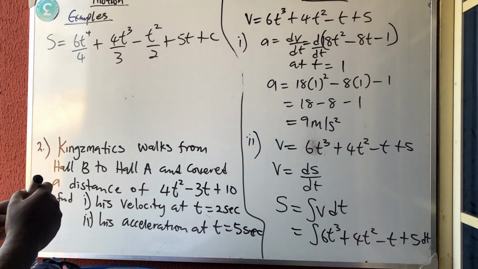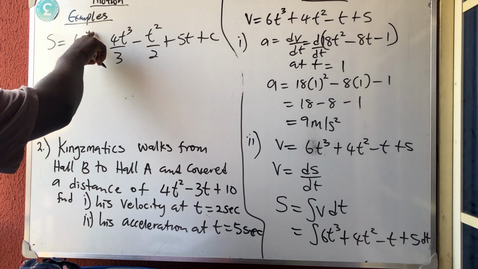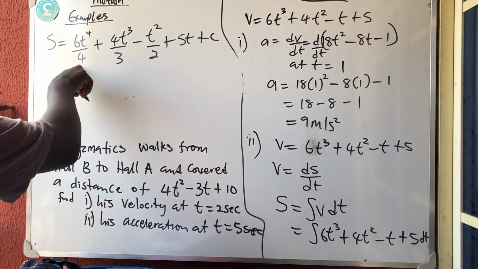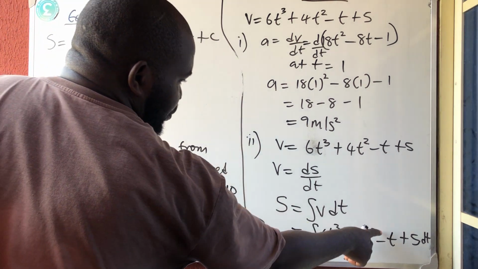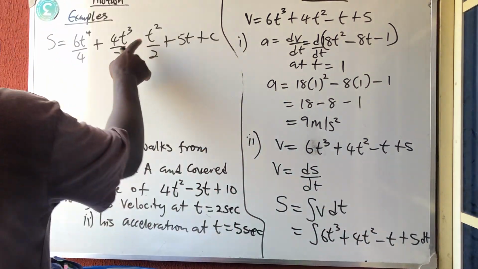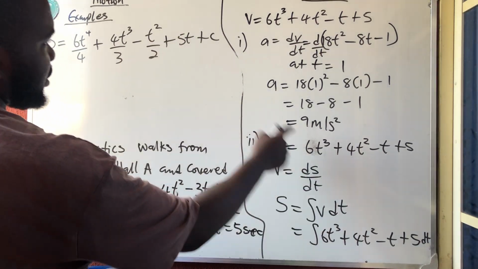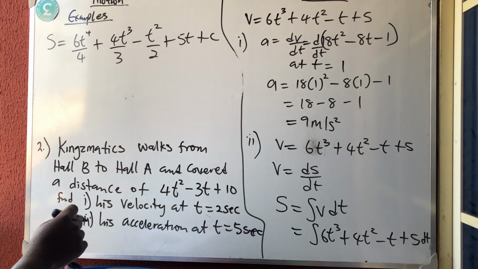So this is the integration. If you don't know integration, it says add 1 to the power and divide by the same power. So 3 plus 1 is 4, I divide by the same 4. 2 plus 1 is 3, I divide by the same 3. 1 plus 1 is 2, I divide by the same 2. The constant 5 just becomes 5t. Then you must put plus a constant at the end of integration.